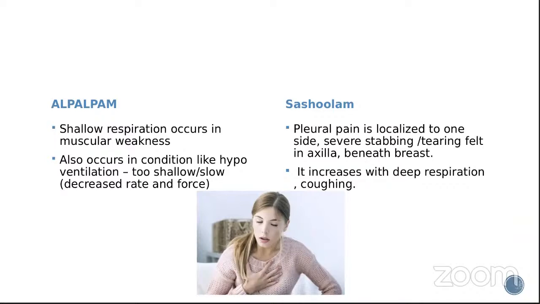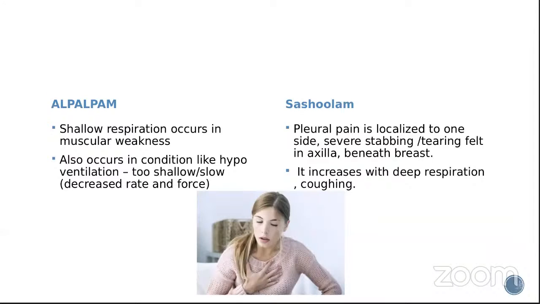So if these muscles go weak, the amount of air you are going to breathe in and out will be less. That's what we call shallow respiration. This also occurs in conditions like hypoventilation, where the person is inhaling and exhaling less than normal. Normally, in 1 minute, the person is supposed to inhale and exhale 12 to 16 times. Less than this, we consider it as hypoventilation.